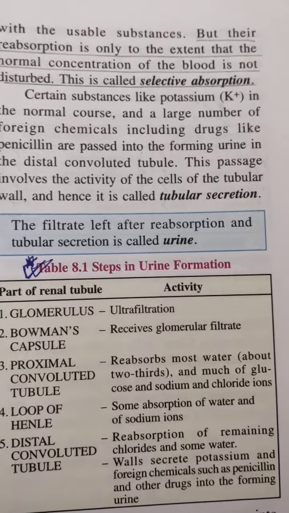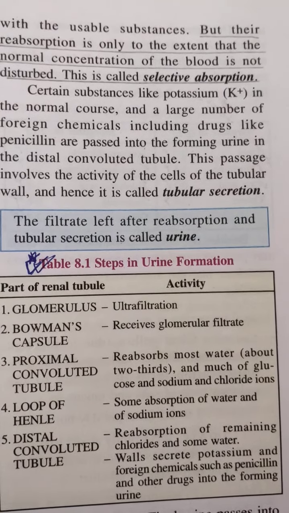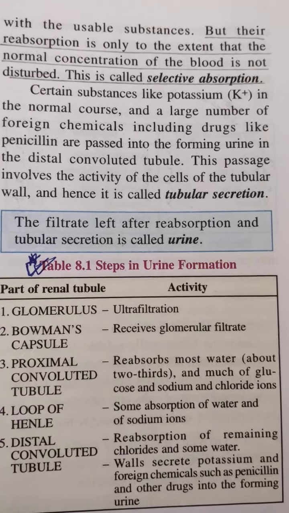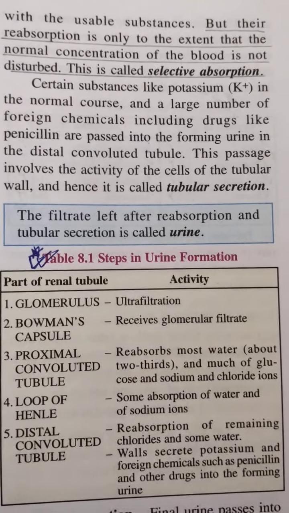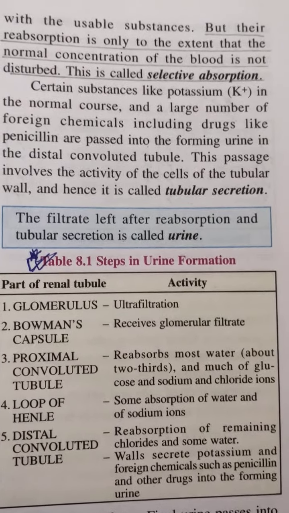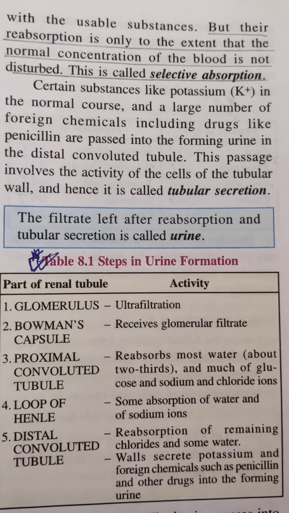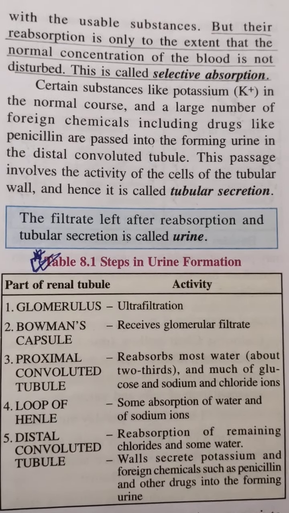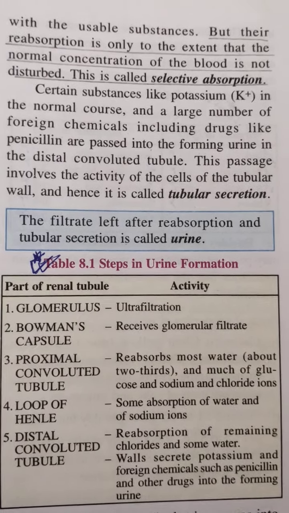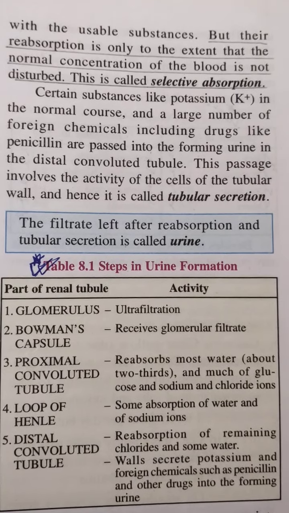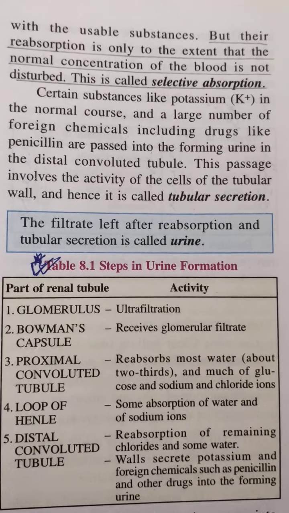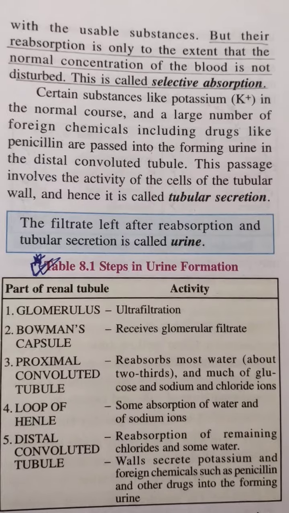Right? Certain substances like potassium and a large number of foreign chemicals, including drugs, meaning medicines like penicillin, are passed into the forming urine in the DCT, the distal convoluted tubule. This passage involves the activity of the cells of the tubular wall, and hence it is called tubular secretion.